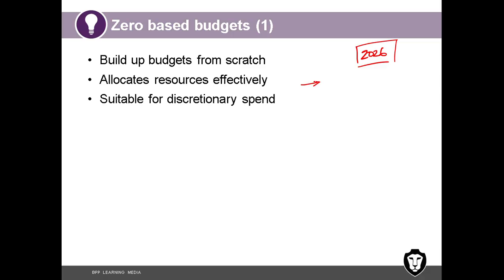For example, marketing. What are the ways of marketing? How much is the expense? How much is the benefit? Okay, this we will do, this we will not do. Right, so this is going to be the budgeting, marketing budget. That's how you are going to prepare each item.